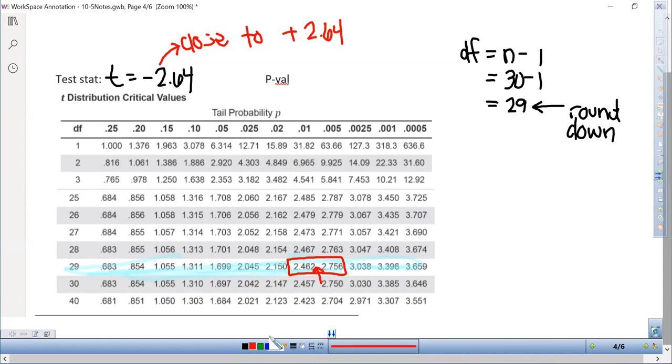That means that our P value is somewhere between these two numbers. So our P value is greater than 0.005, but less than 0.01. So it's somewhere between 1% and 0.5% for this problem. Okay, so our answers are that our test statistic T is negative 2.64, and our p-value is somewhere between 0.005 or 0.5% and 0.01 or 1%.